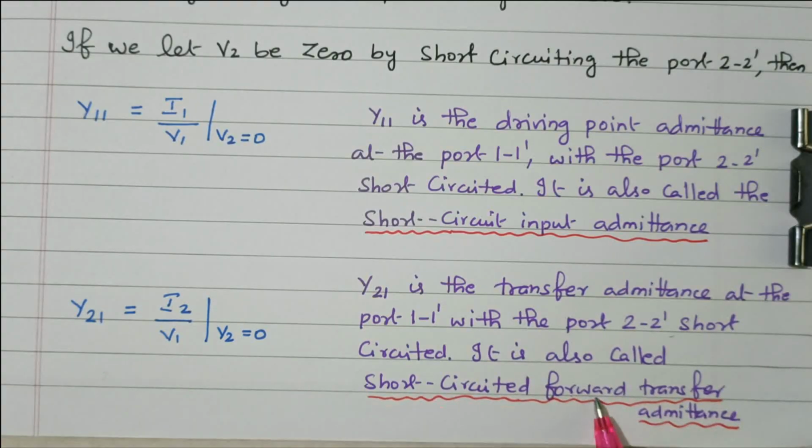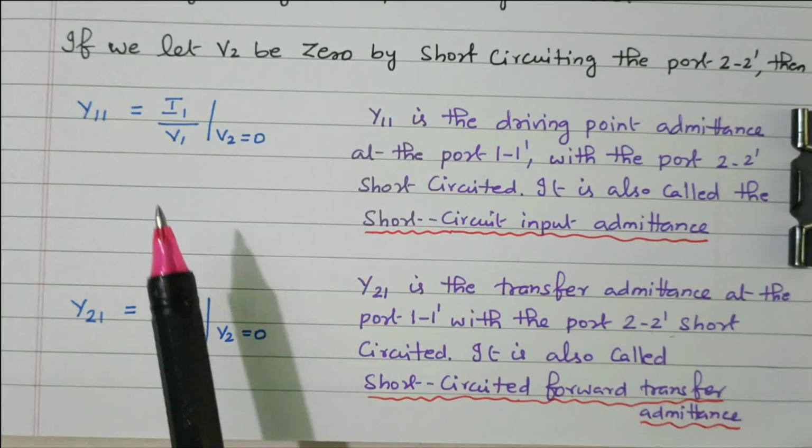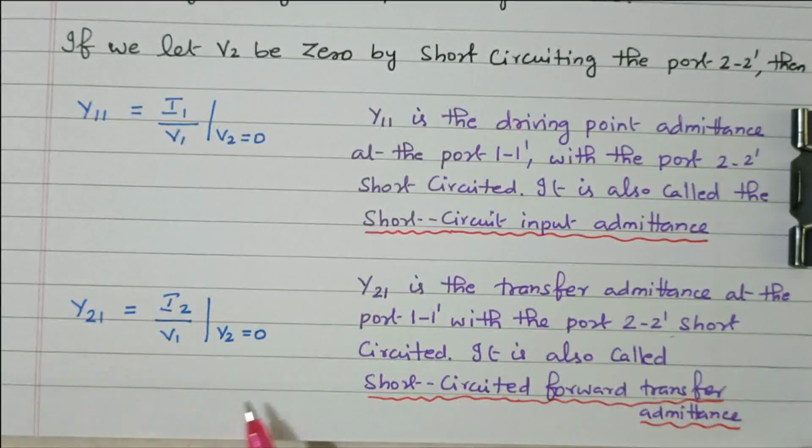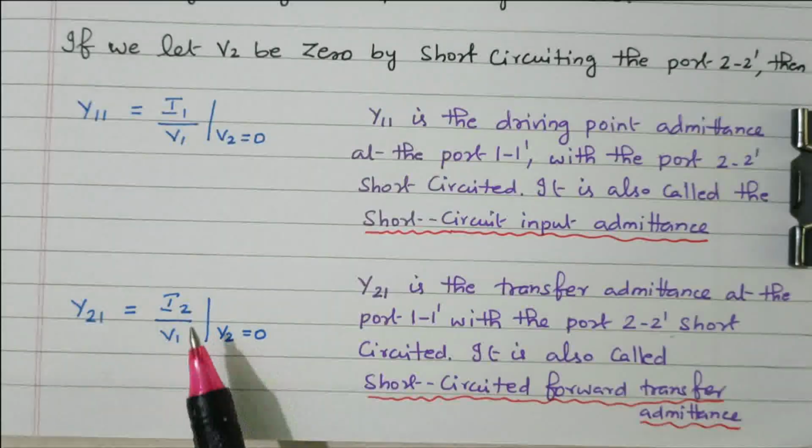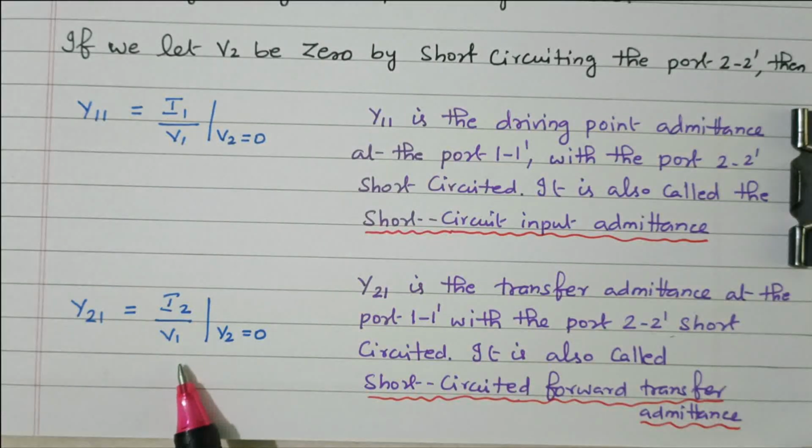Forward side V1 to I2, so that is the short circuit forward transfer admittance, right? It is an admittance because both input and output parameters are involved, so it comes under the forward transfer. Similarly, reverse is there. Now we calculated y11 and y21 by making V2 equal to 0. This expression is calculated from equation 1 and 2.